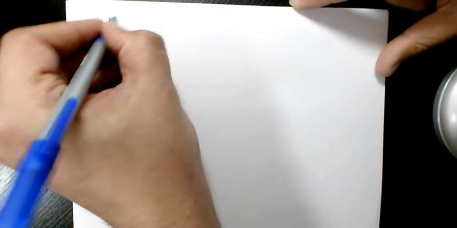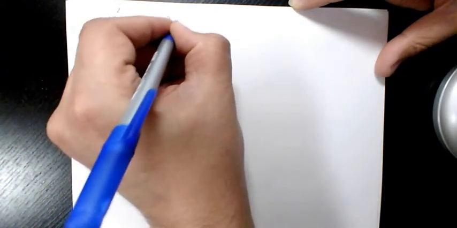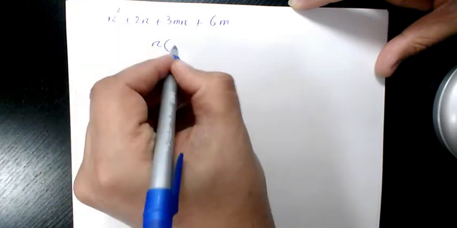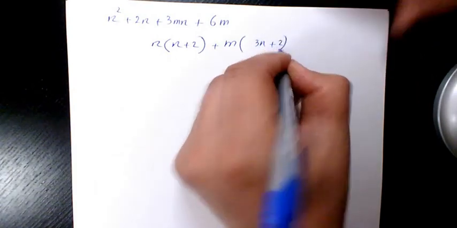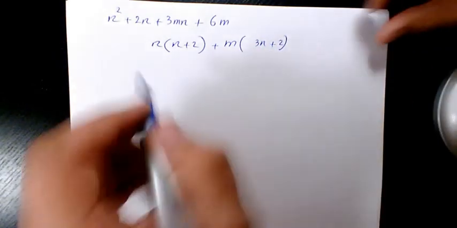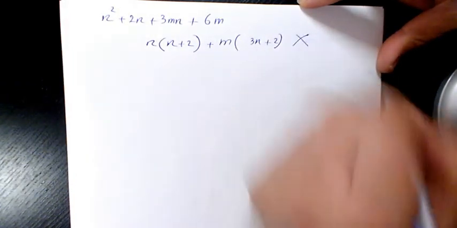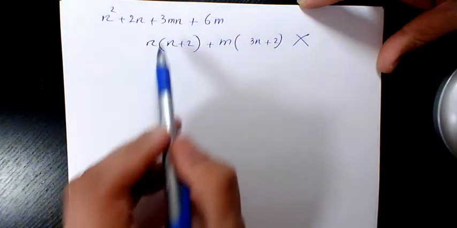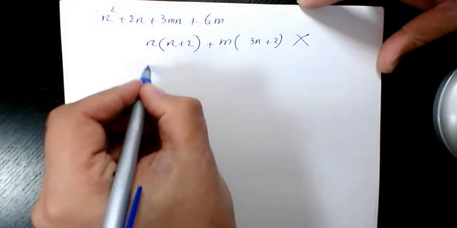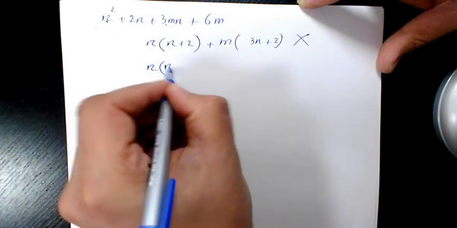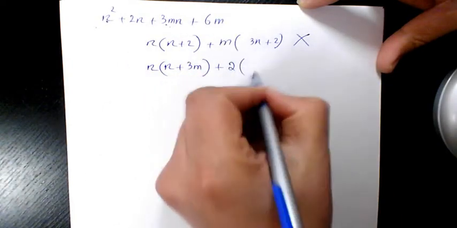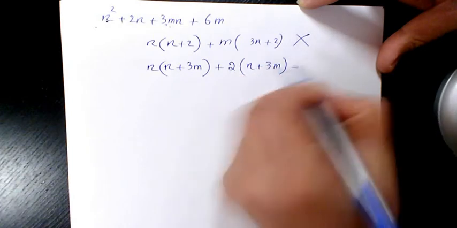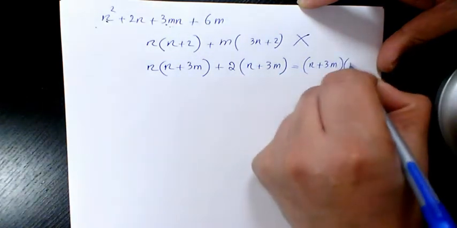Next one is n squared plus 2n plus 3mn plus 6m. I can factor n in here first. Then you have n plus 2. You factor m in here, it's going to be 3n plus 6. So that basically doesn't really help. So what I can do, I can group these two and factor n, which makes it n times n plus 3m. And here between these two, I can factor 2. It's going to be n plus 3m. So that's going to give me n plus 3m times n plus 2.